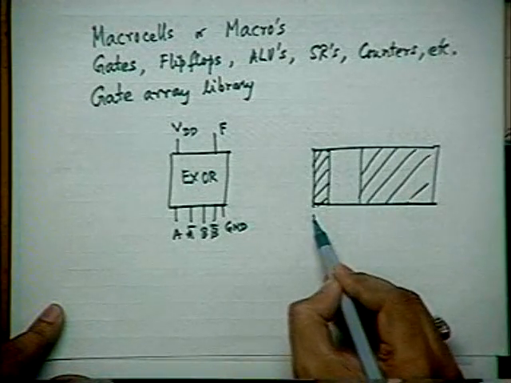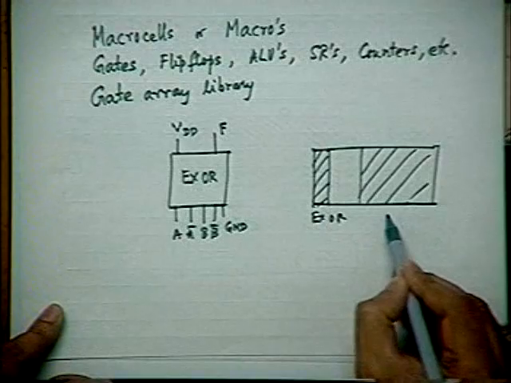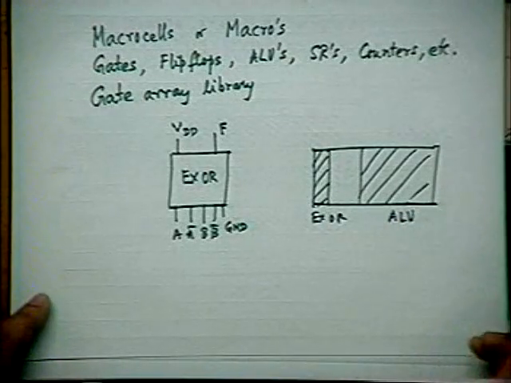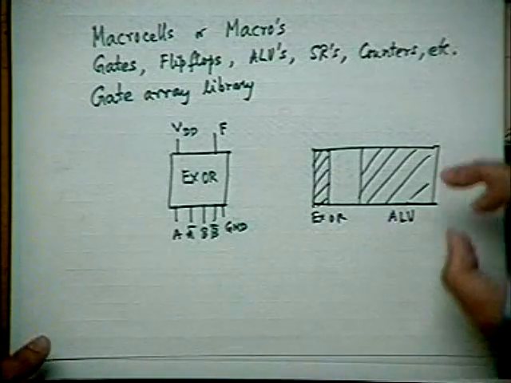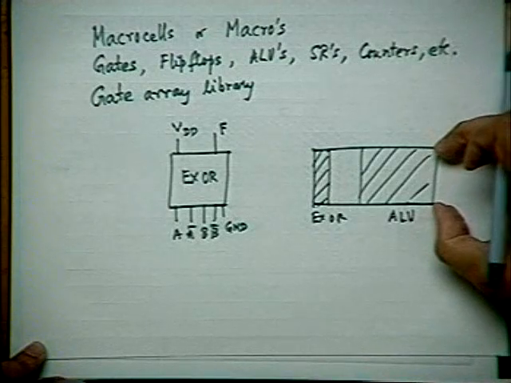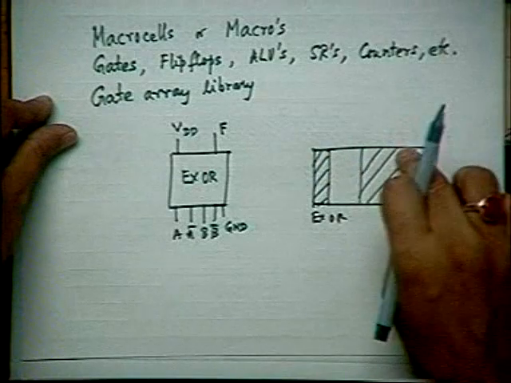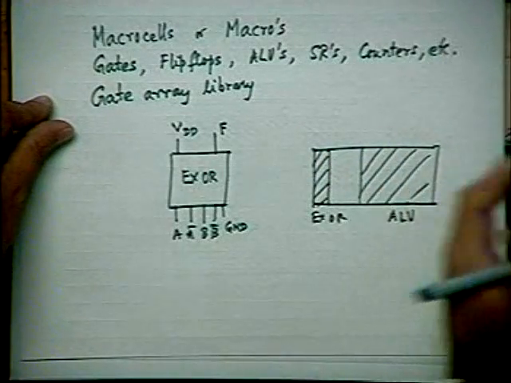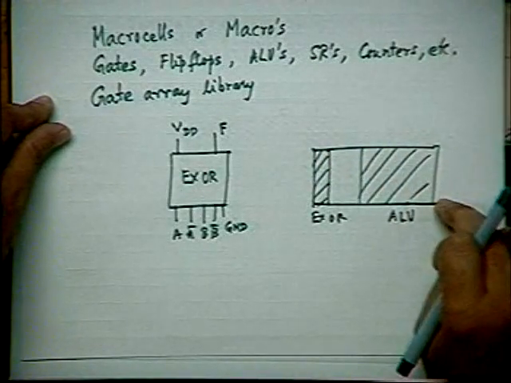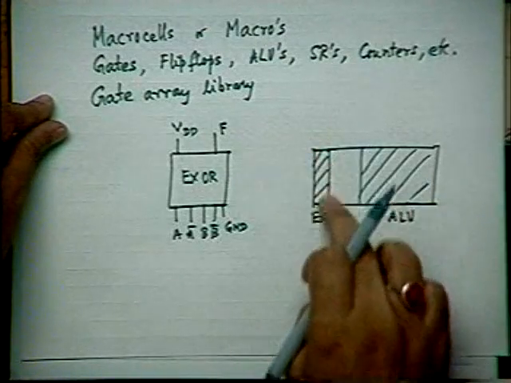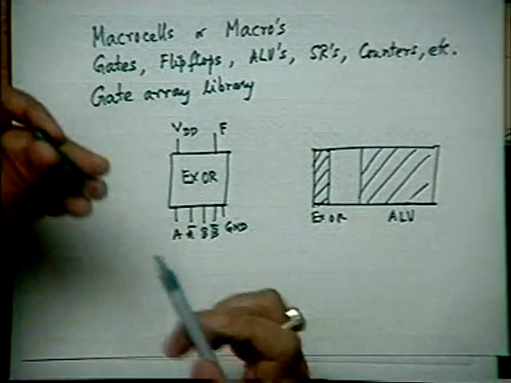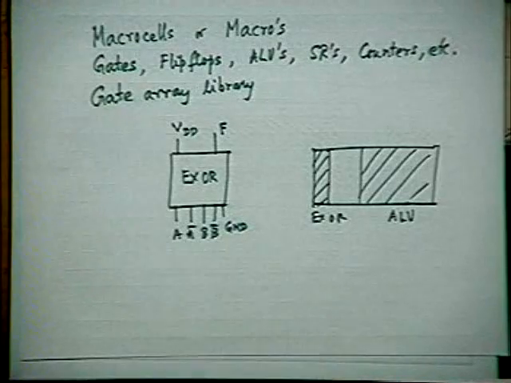This is an exclusive OR, and this is an ALU, a 4-bit ALU. What is normally done, the vertical height of the layout, in this particular area, the transistors have to be suitably connected to perform the ALU functions. Similarly, in this particular area, the transistors have been suitably connected to perform the XOR function.